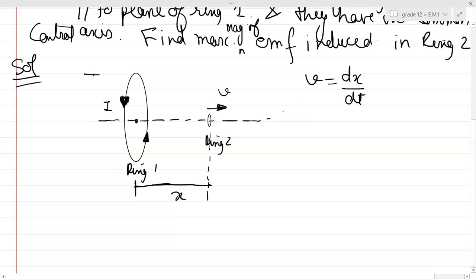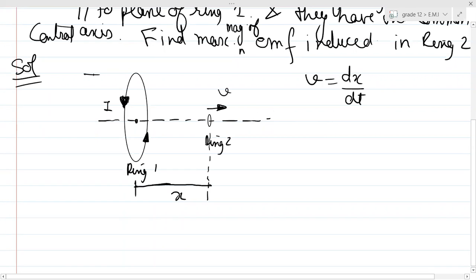What is responsible for the change in flux? Can you see there is a relative motion going on? So whenever there is relative motion, EMF will be induced in the smaller ring, right? Yes or no? So that EMF we need to calculate, the maximum value of that EMF.